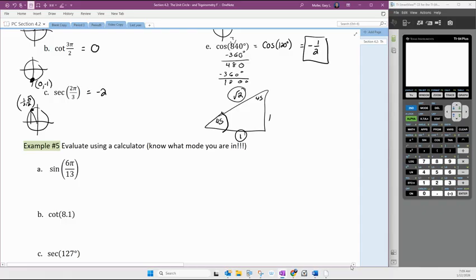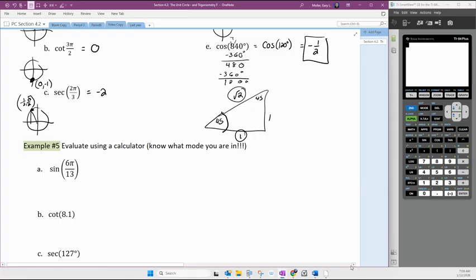So the first thing I need you to know is that your calculator needs to know what mode you're in, because the cosine of 1 radian is going to be a much different answer than the cosine of 1 degree. So this is a question, sine of 6 pi over 13. There's no degree symbol, so we're in radians.